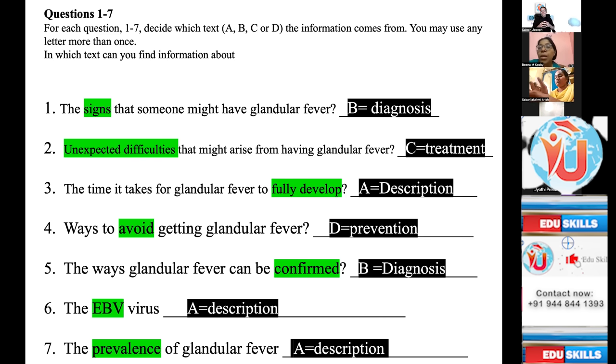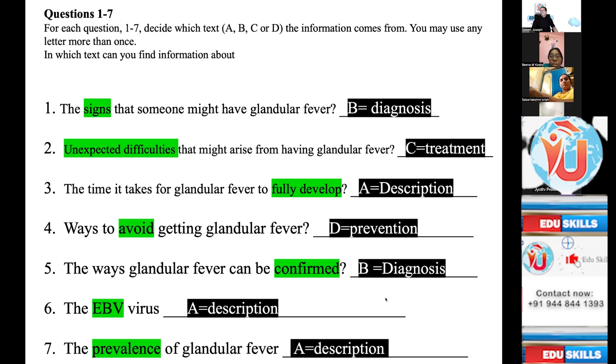Then the time it takes for glandular fever to fully develop: description. Ways to avoid, ways to stop, ways to prevent, all this: prevention. And the ways glandular fever can be confirmed: diagnosis. EBV virus: in the description. The prevalence of glandular fever: description.